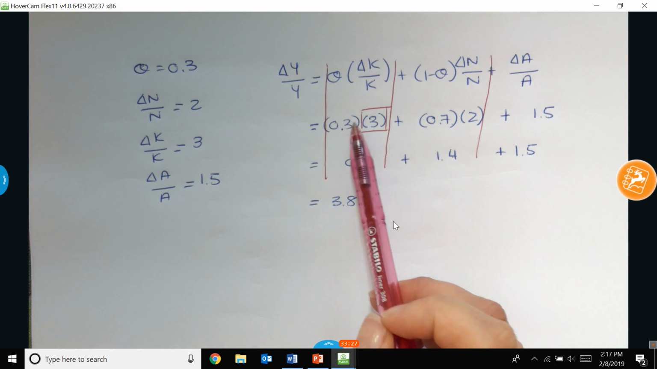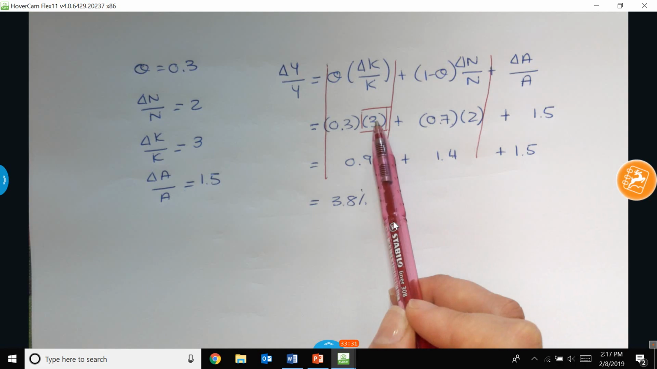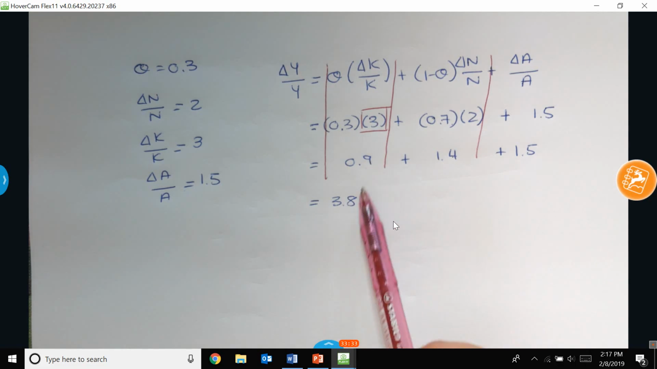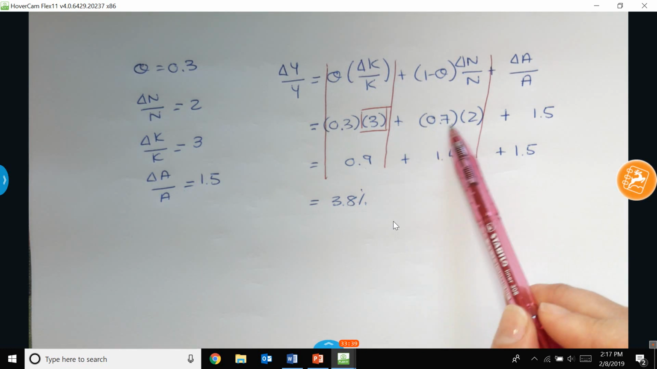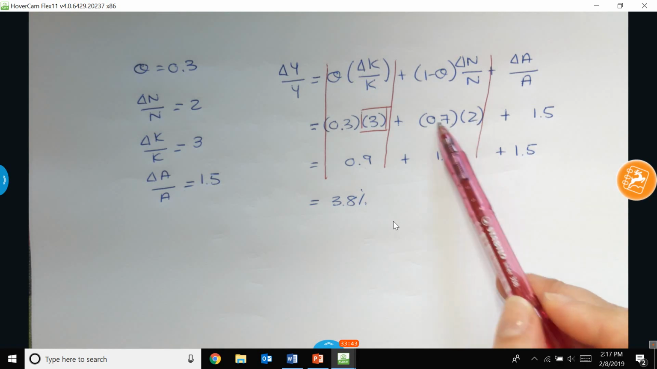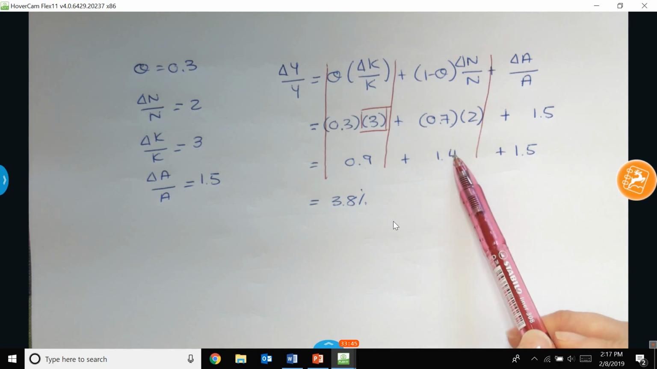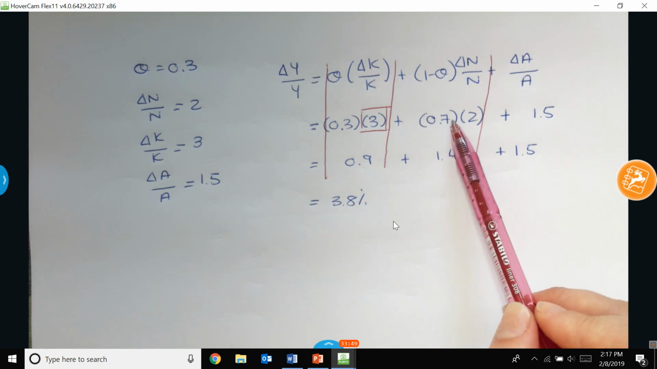Okay? So when the factor has a low share in the production process, even if its growth rate is high, it may not contribute a lot to total output growth. Whereas something which has a larger share in the output growth process, even if its growth rate is low, might end up contributing quite a lot to total output growth because its share in the production process is quite high.